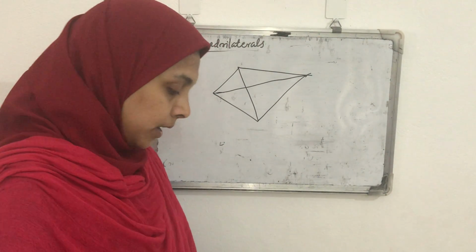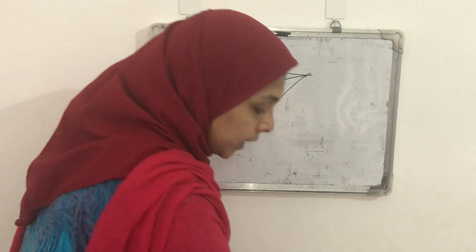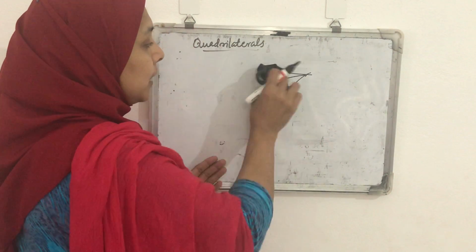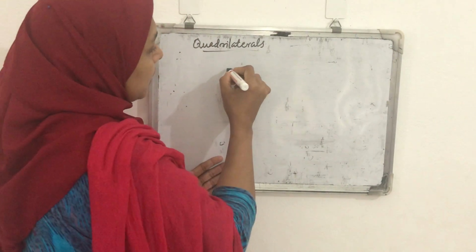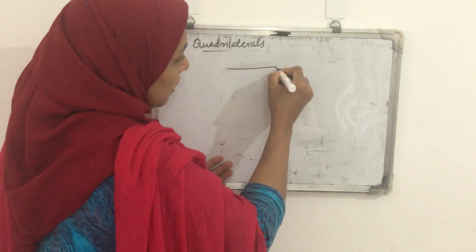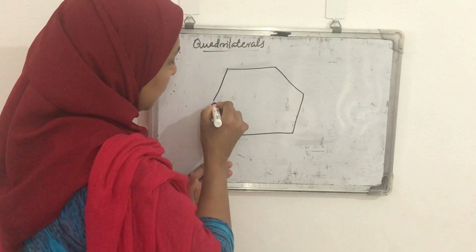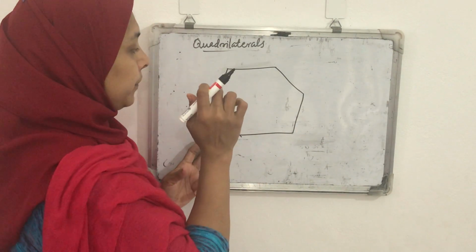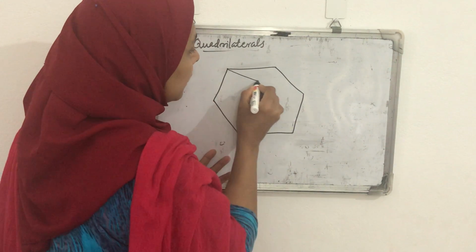A regular hexagon: how many diagonals will there be? Regular, we know, means equilateral and equiangular. Then that hexagon is called a regular hexagon. So when we draw it, it should be regular. Okay. Now 1, 2, 3, 4, 5, 6. So we can draw the diagonals. One diagonal we can draw from here.